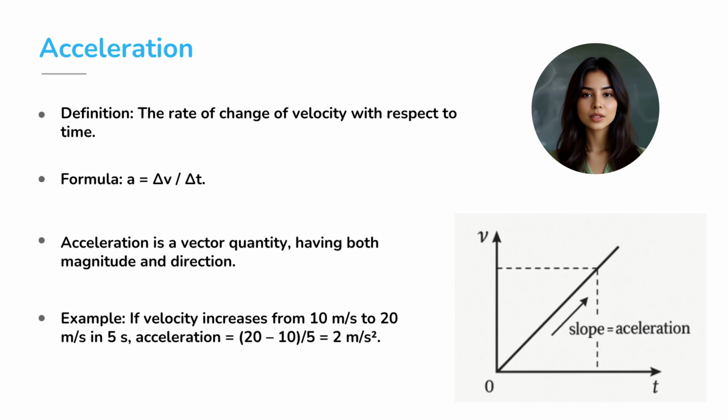For example, if a car's velocity increases from 10 meters per second to 20 meters per second in 5 seconds, then acceleration equals (20 minus 10) divided by 5, giving 2 meters per second squared. On a velocity-time graph, this appears as the slope of the graph. If the slope is constant, acceleration is uniform.